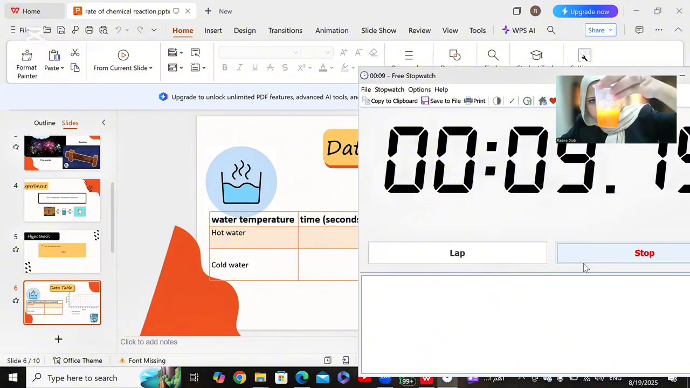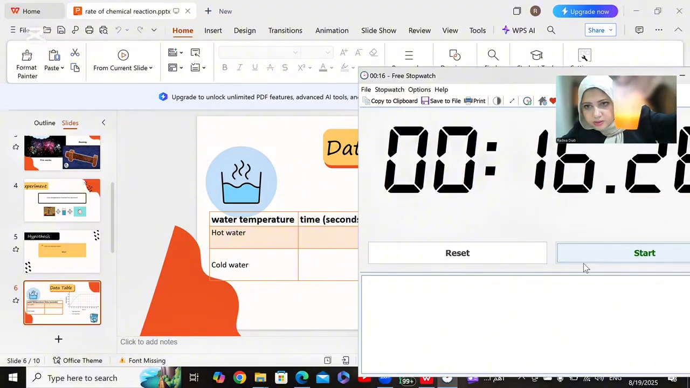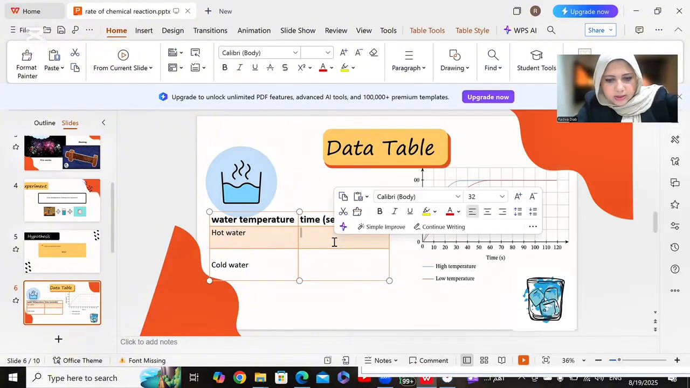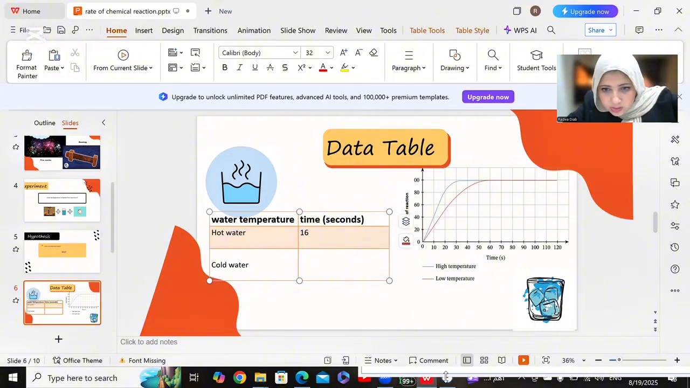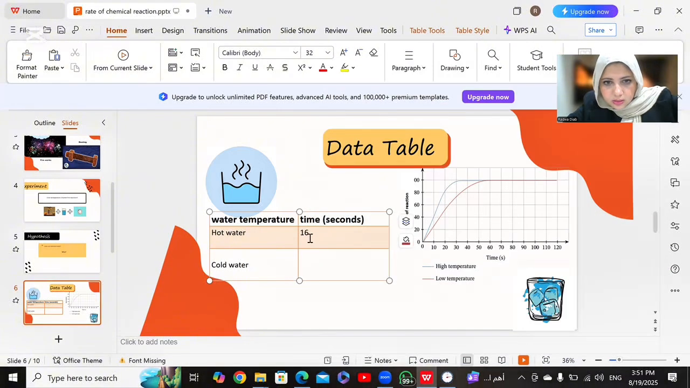Okay, it's completely dissolved now. There are no pieces left here. So let's stop. It took about 16 seconds. So we have to record it here: 16.26 seconds. Okay, almost 20 seconds, 16 seconds.